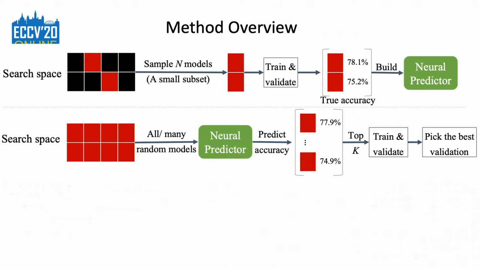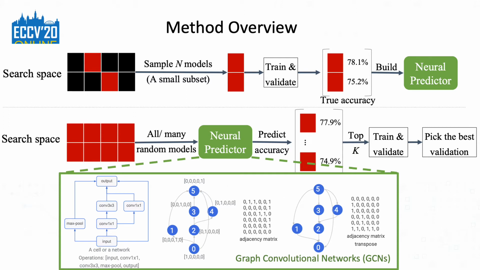Next, we use this regression model to predict the validation accuracies of a large number of random architectures. Finally, we train the top K predicted models and deploy the model with the best validation accuracy. In this paper, we use graph convolutional networks as the regression model to predict accuracy. Details are in the paper.